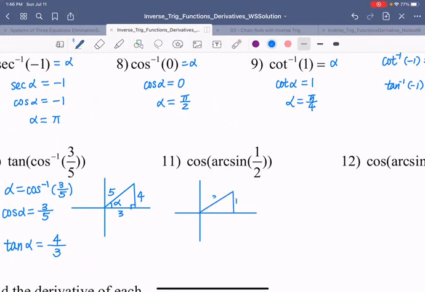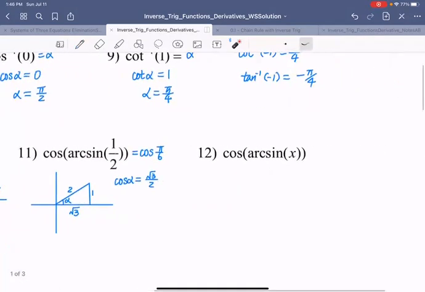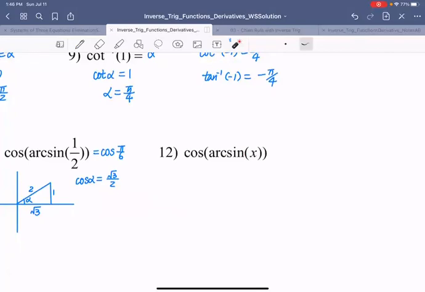Okay. Here is 1, here is 2. So how much is this piece? Square root 3. Okay, square root 3. So this angle is alpha. So cosine alpha equals square root 3 over 2. That's right. This is the same answer as what we get from cosine pi over 6. You can do it this way or that way, both ways work. Next one, number 12, cosine of arc sine x.